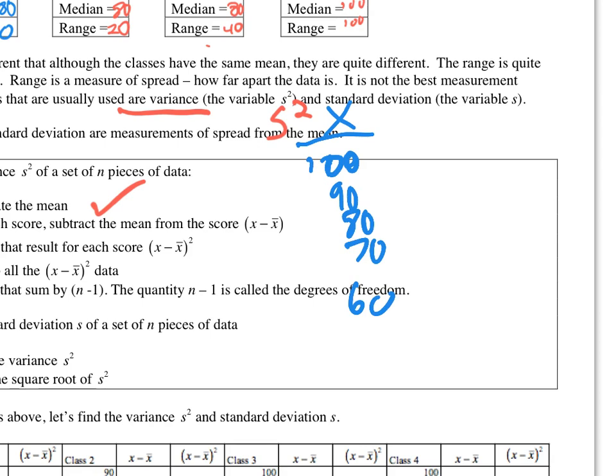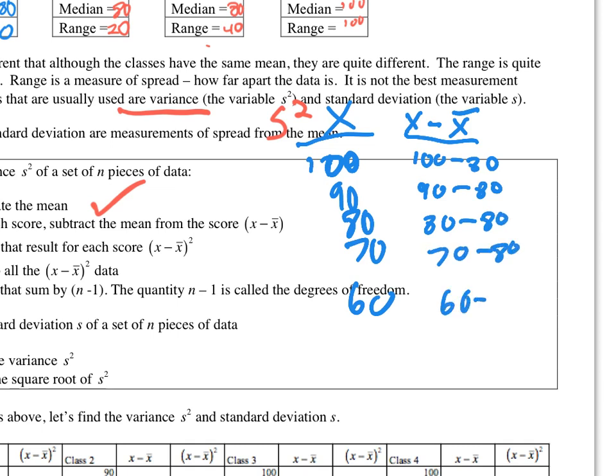Now my next column will be x minus x bar, which is the mean. The mean was 80. So I need 100 minus 80, 90 minus 80, 80 minus 80, 70 minus 80, and 60 minus 80. Please don't use calculators. Those answers are 20, 10, 0, negative 10, and negative 20.